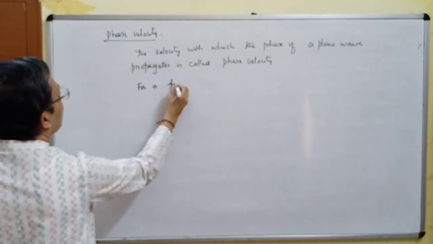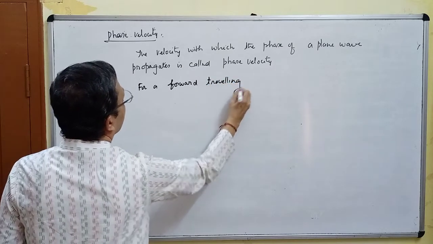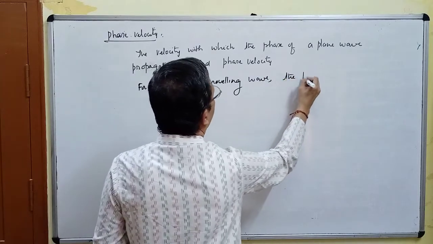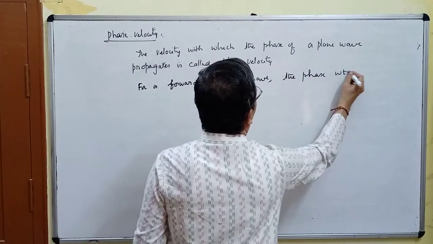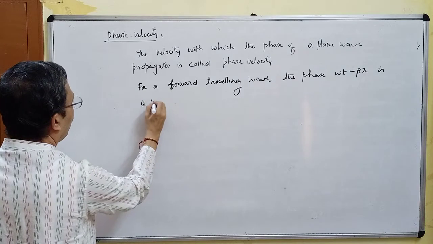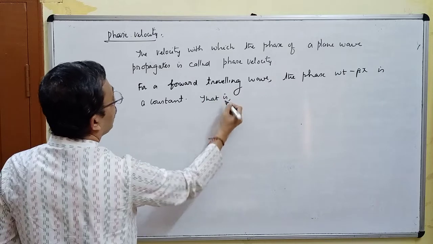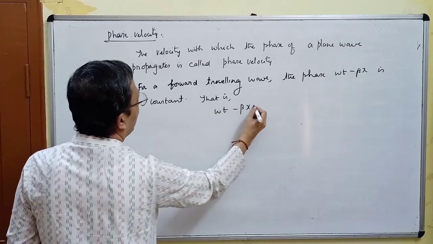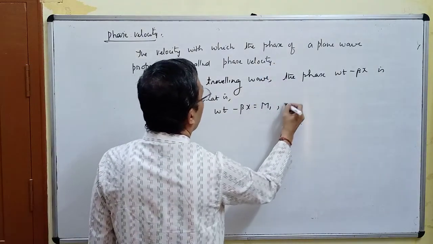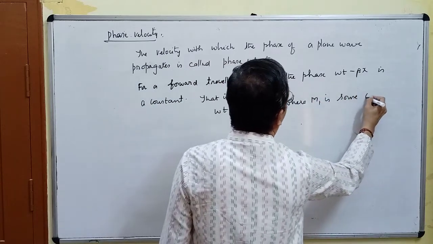For a forward traveling wave, the phase omega t minus beta x is a constant. That is, omega t minus beta x is equal to m1, where m1 is some constant.